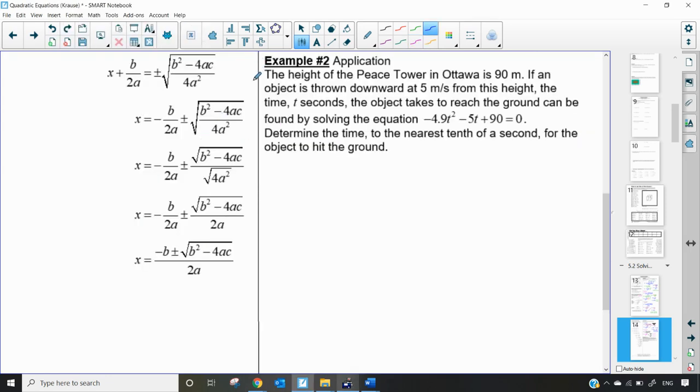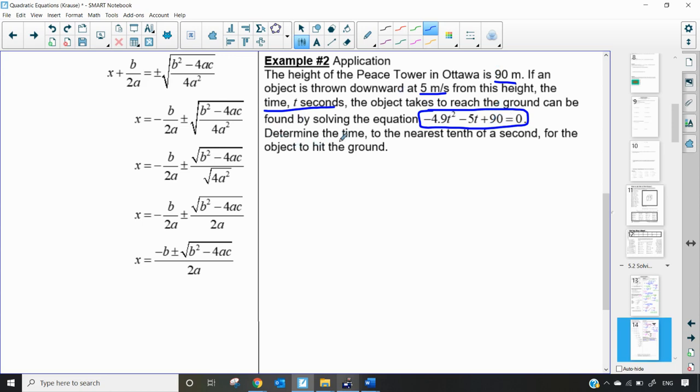Now let's take a look at an application problem here. So in this problem, we're told that the height of the Peace Tower in Ottawa is 90 meters. And if an object is thrown downward at 5 meters per second from this height, the time, t seconds, so time is in seconds, that the object takes to reach the ground can be found by solving the following quadratic. So we have negative 4.9 t squared minus 5t plus 90. Notice that where the object is starting from is 90, and that's also our constant, which is also our y-intercept.